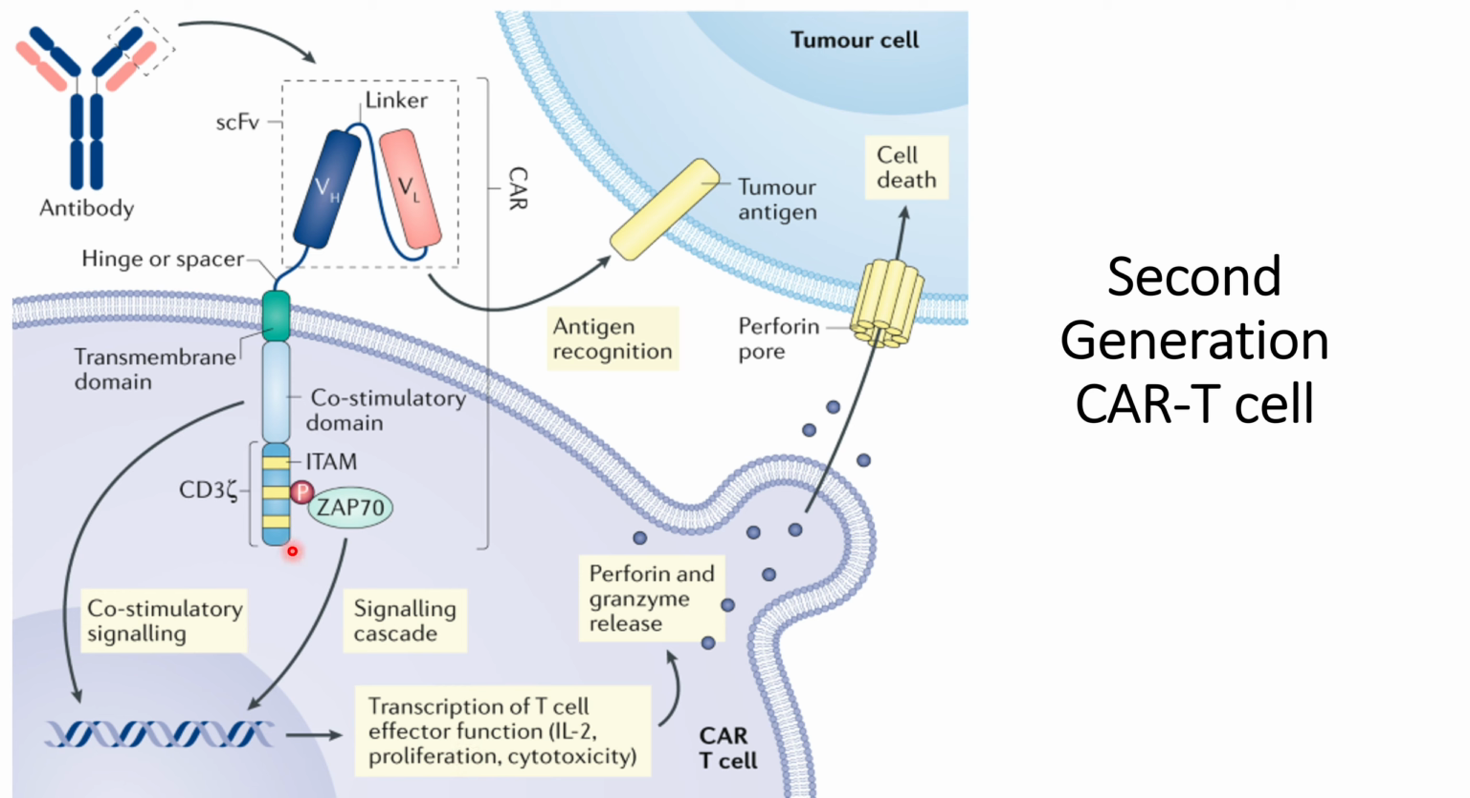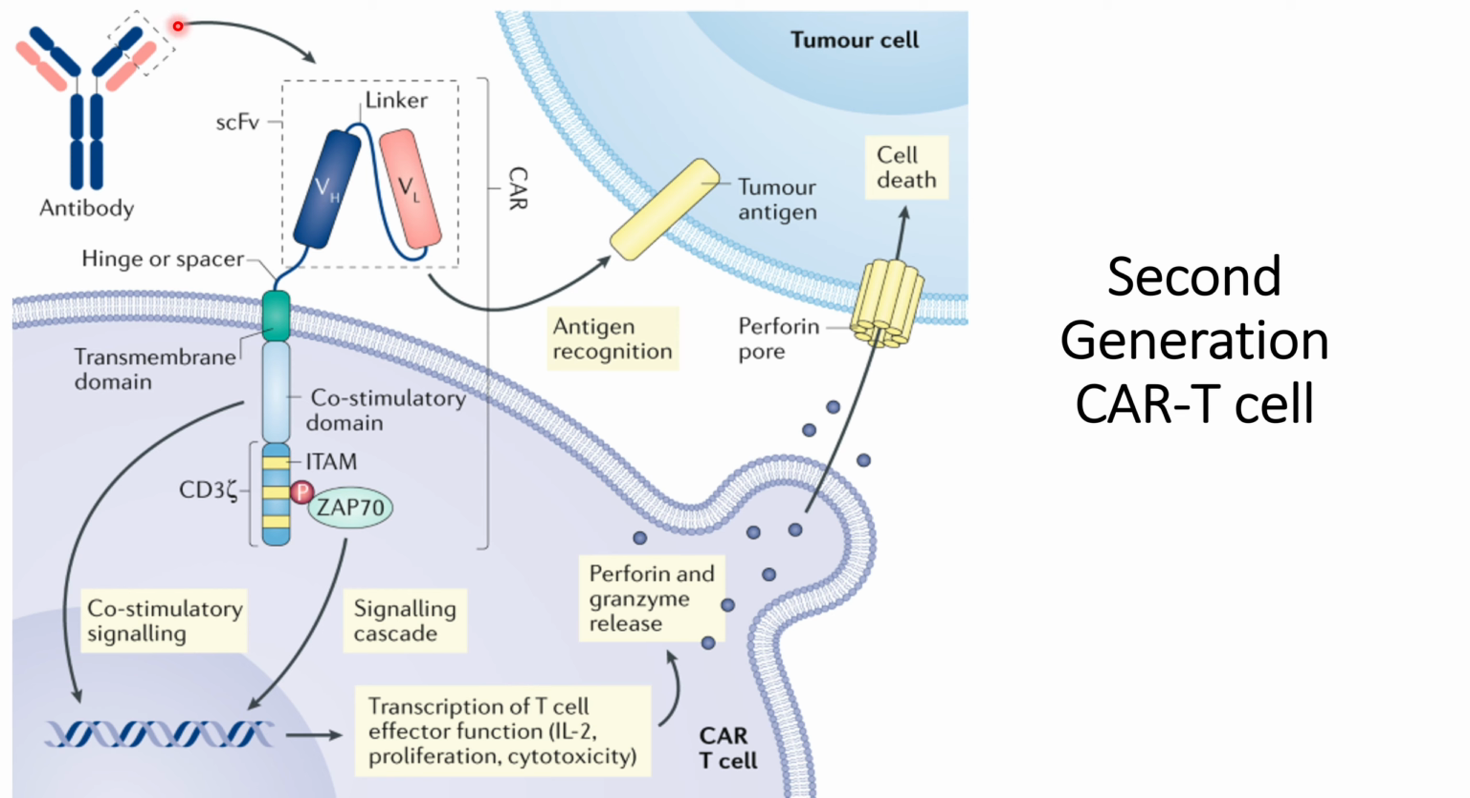So this ZAP70 and CD3 phosphorylated complex will trigger a signaling cascade that leads to the transcription of T cell effector function, or the production of IL-2 proliferation and cytotoxicity, and that in turn leads to the release of perforin and granzyme in the extracellular matrix. This perforin can enter the tumor cells with the help of a pore, and then it will cause cell death. So this is how the second generation CAR T cell works.